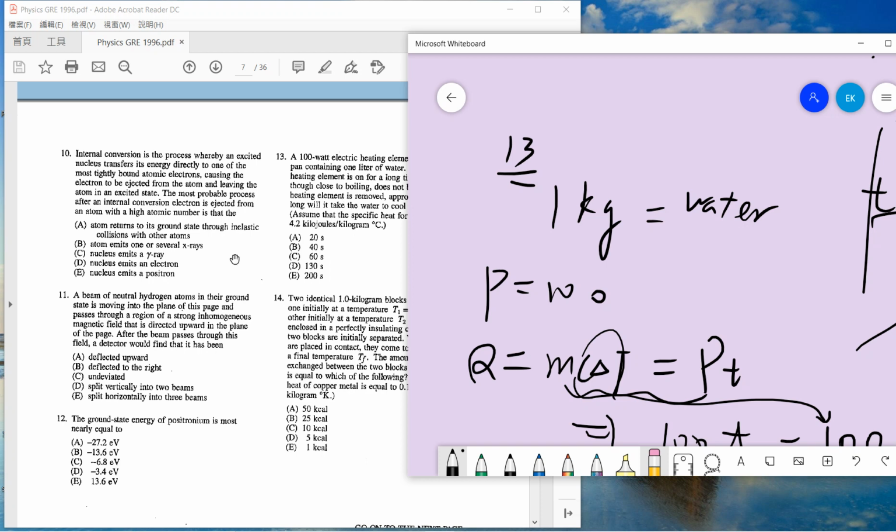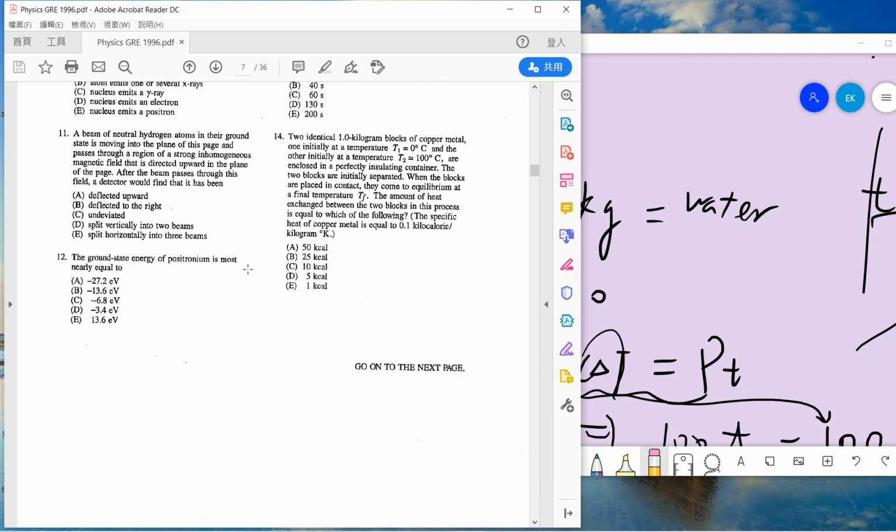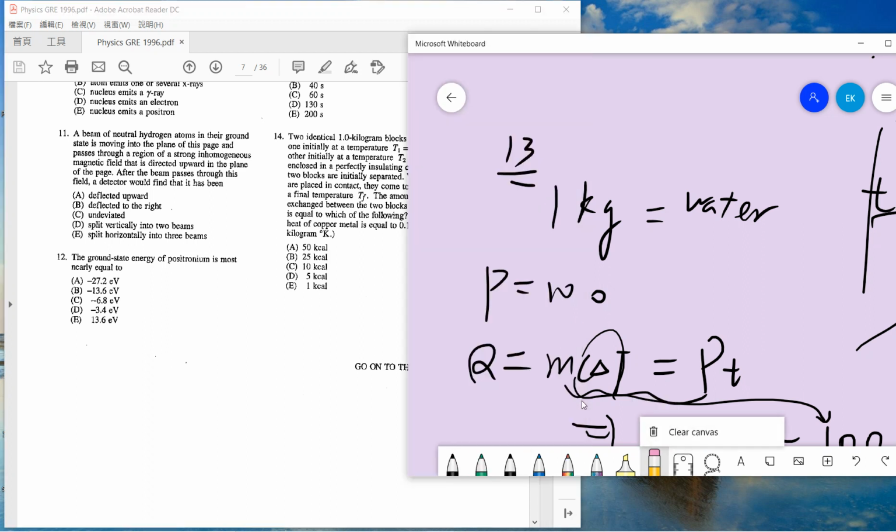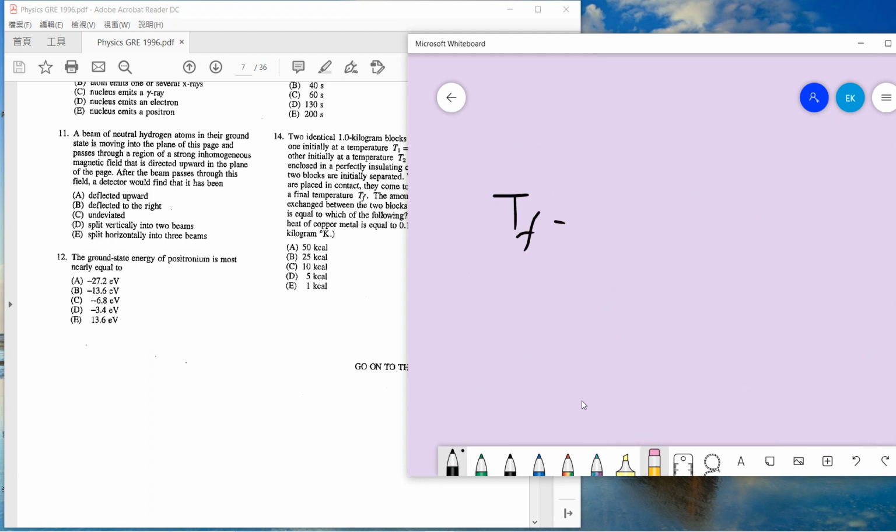Okay, and for 14, you have 2 identical blocks of copper, one at 0 and one at 100, and you put them together. You know that the final temperature is just their average because they are the same material. So the final is 50.